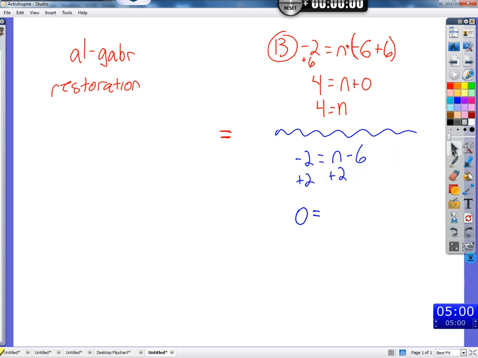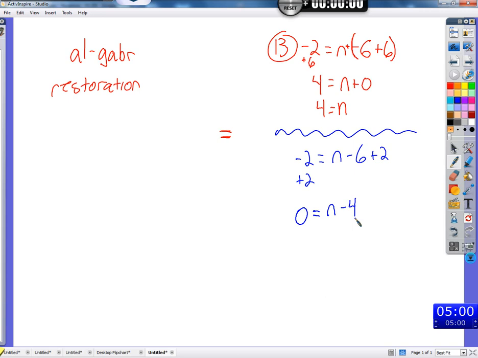I can move this over. That might help. Put it right there. Negative 6 plus 2 is negative 4. So n minus 4 is on this side. This is still true, this equation is still balanced. The value of n can still be restored. But what we have is that n minus 4 is nothing. If we had n and we subtracted 4 from it, we would have nothing left.